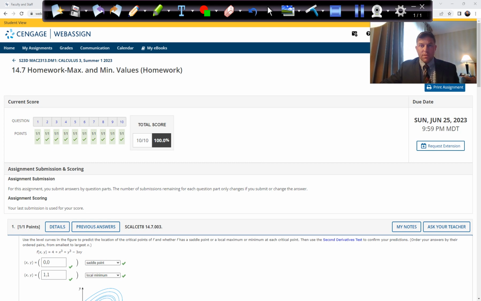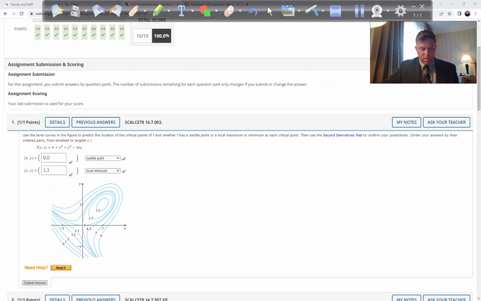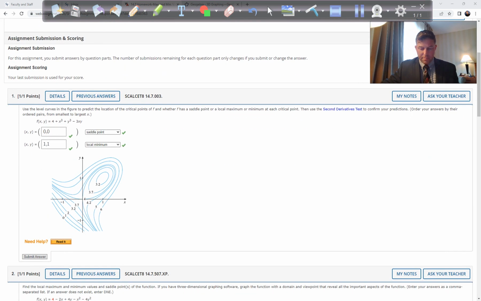In Chapter 14, Section 7, we're going to look at maximum and minimum values of these multivariate problems. So let's jump right in. Problem 1 has kind of a contour map. A contour map you may have seen before. It shows these lines and they represent either elevation or valleys.